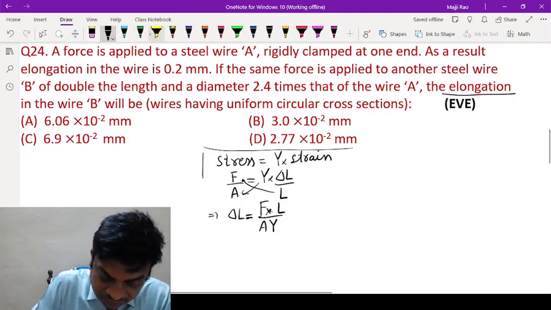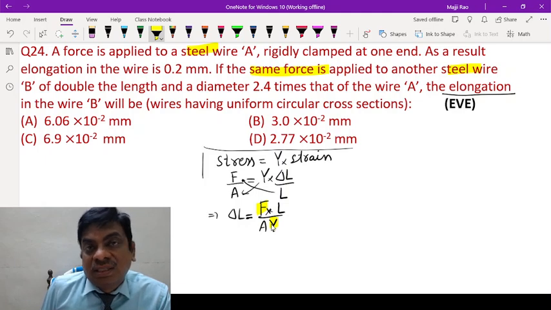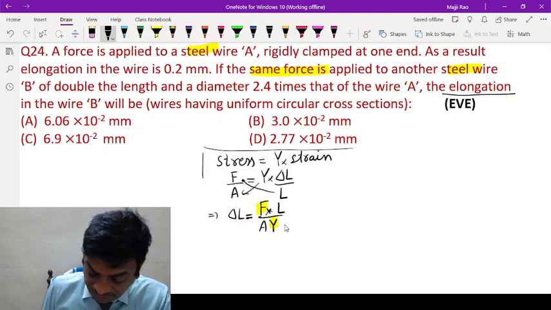So here just see the same force is applied. So F is same, and a force is applied to a steel wire and another steel wire. So both are steel, so Y is same because Young's modulus of elasticity depends only on the material of the wire. Here both the materials are same, and we are left with L and cross section area. Cross section area in terms of diameter is pi d square by 4. In other words, it is this, because I have eliminated constants.